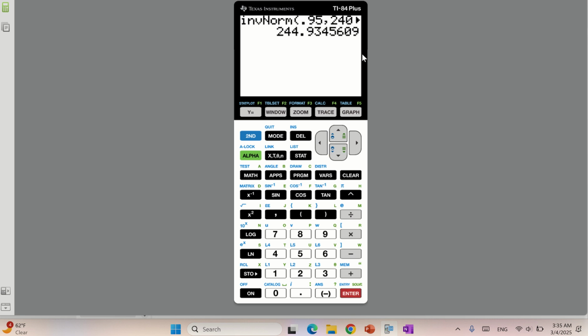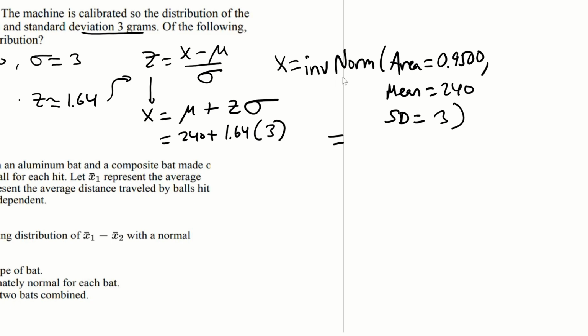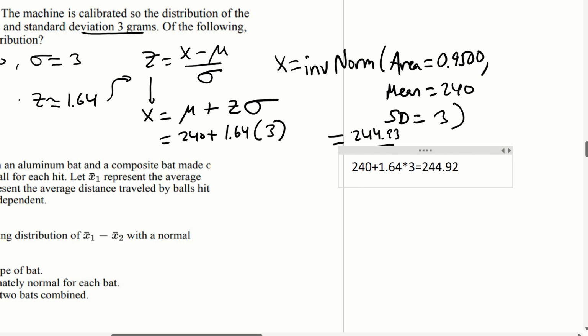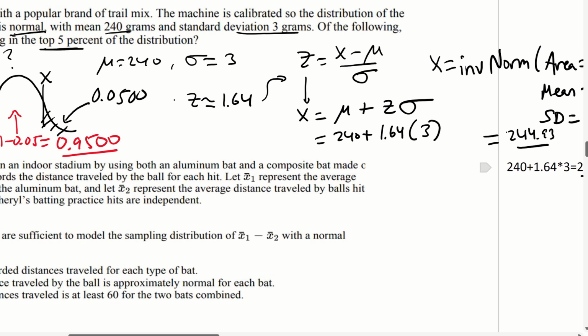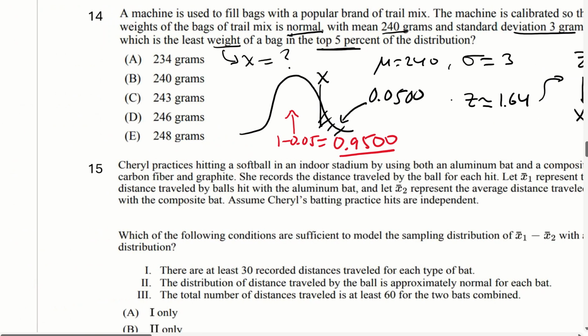Okay, so we got 244.93. If you calculated this the way we did here, let's see what we got. 240 plus 1.64 times 3. Yeah, you get a pretty similar result, 244.92. All right, so 244.93. So that's going to round. The closest value to that looks like it's D.